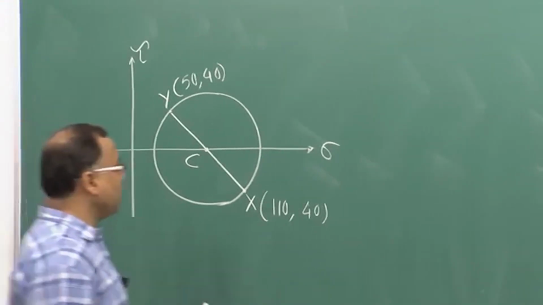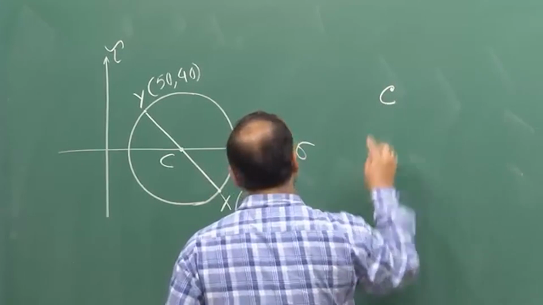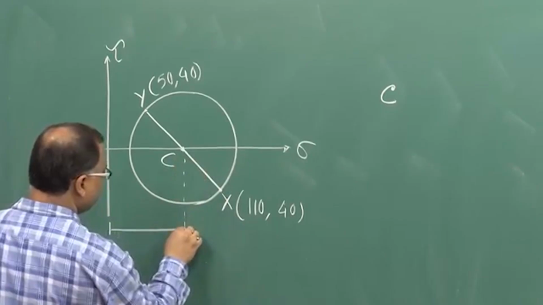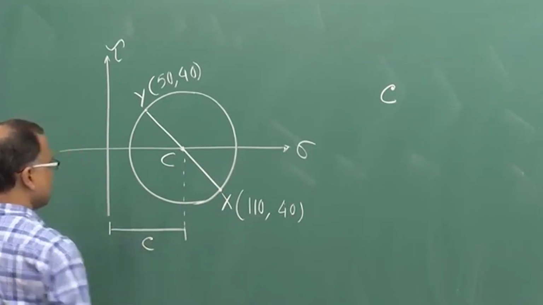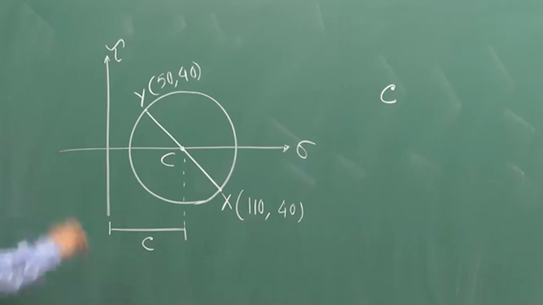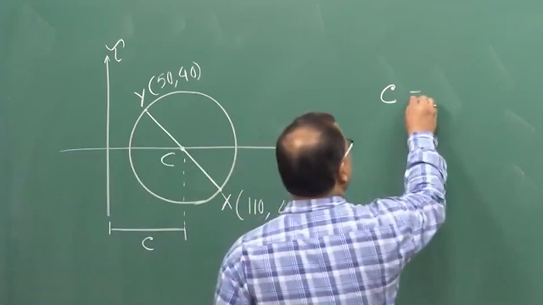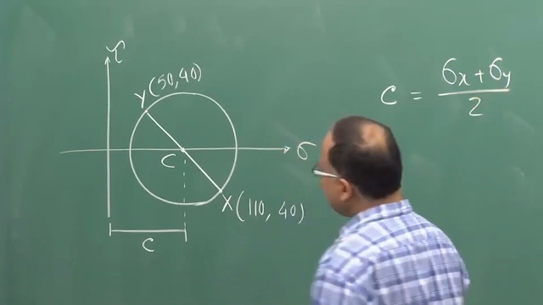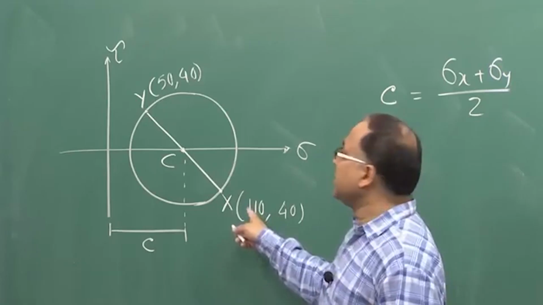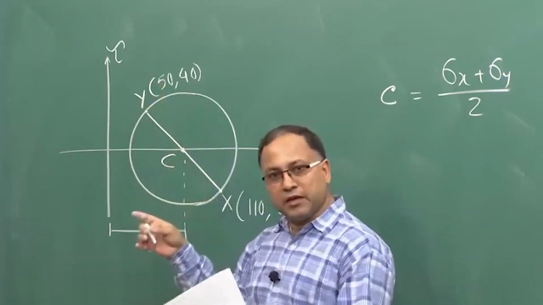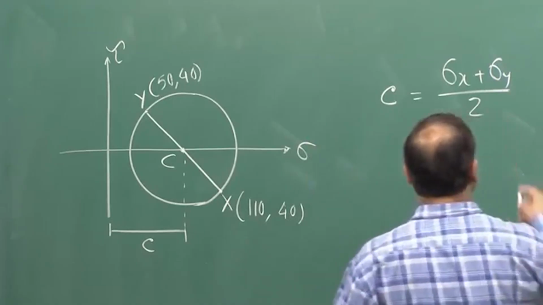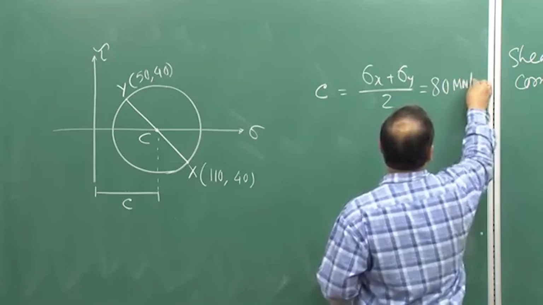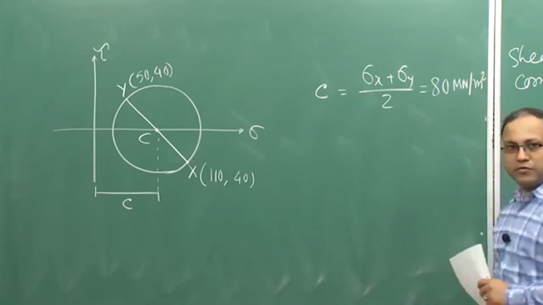Okay. So, now from this we can calculate C. C is nothing but the distance of the center of the Mohr circle from the tau axis. So, C can be obtained as sigma x plus sigma y by 2, right. This is your sigma x 110, this is your sigma y. So, this will be coming at the midway. So, sigma x plus sigma y by 2, and that comes as 80 meganewton per meter square. Okay.